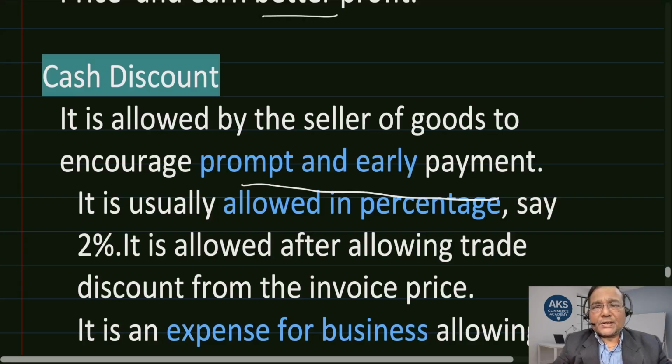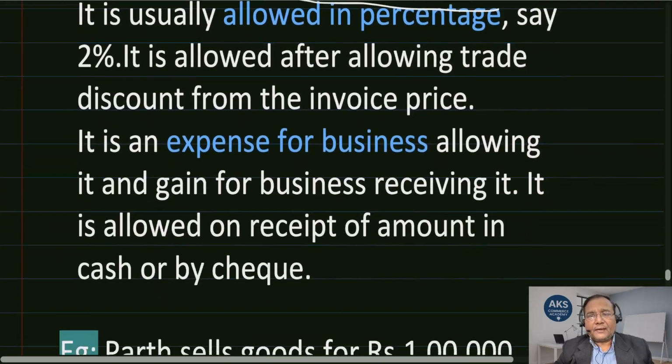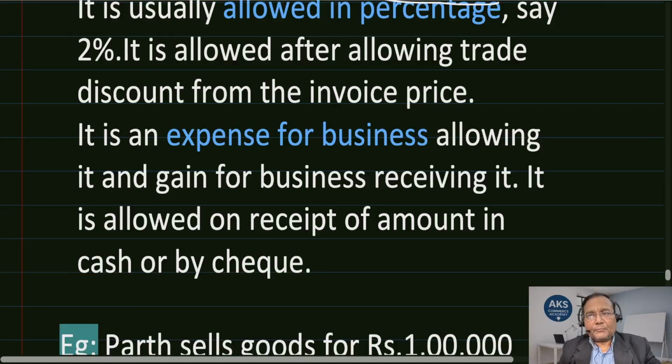Usually this is used as a tool to promote more sales. It is allowed in percentage, say 2%, after allowing trade discount, on the invoice price. It is an expense for the business allowing it, and a gain for the business receiving it. Sorry, cash discount is an expense. It is usually done to encourage the buyer to make the payment earliest, because for early payment there is some discount offered by the supplier. So for the supplier it is an expense, for the buyer it is a gain.